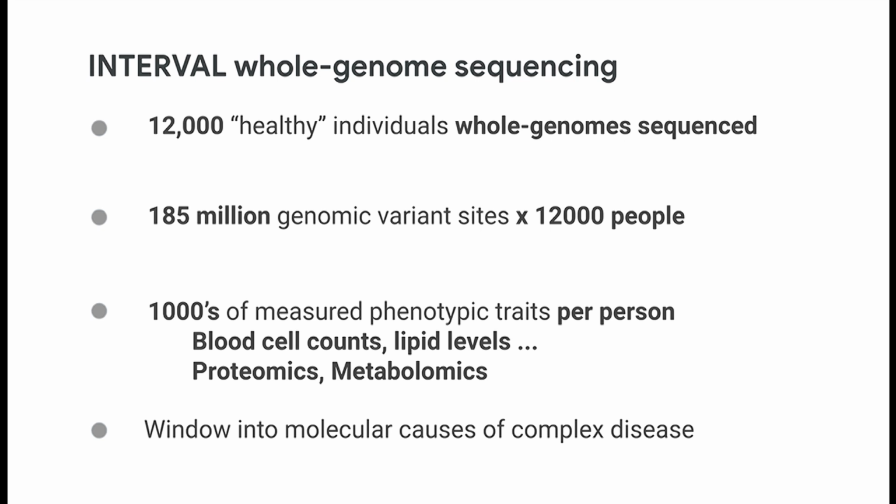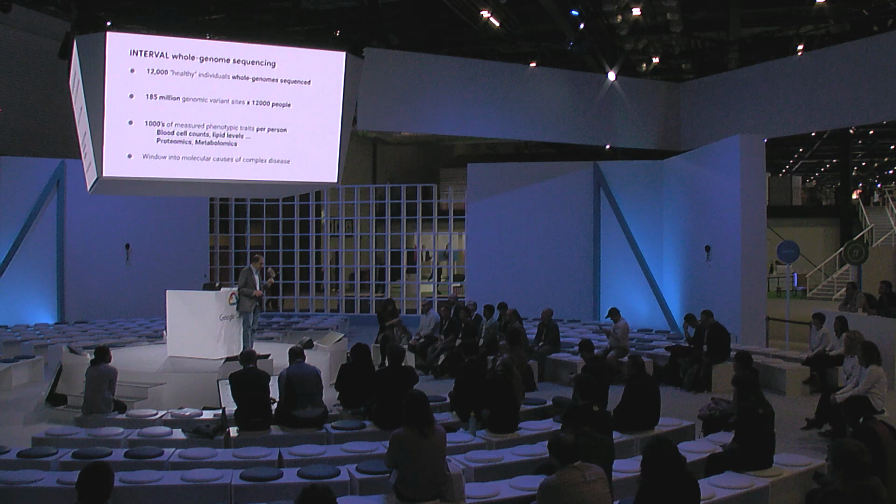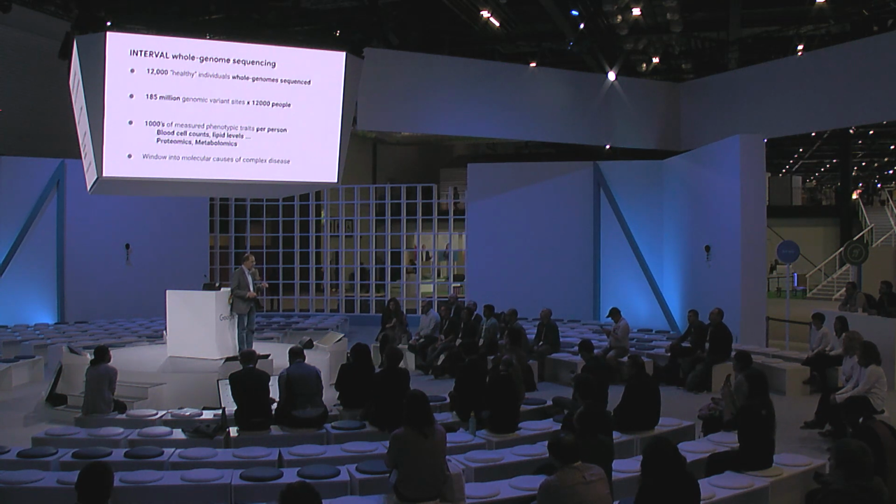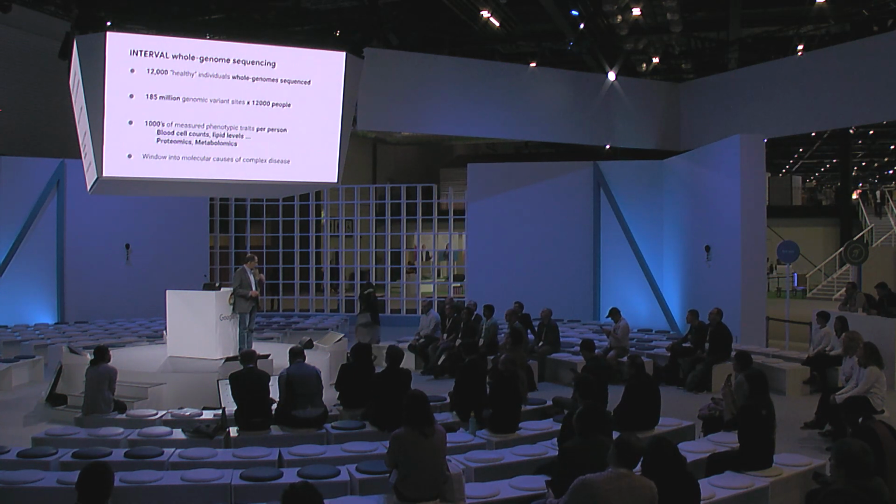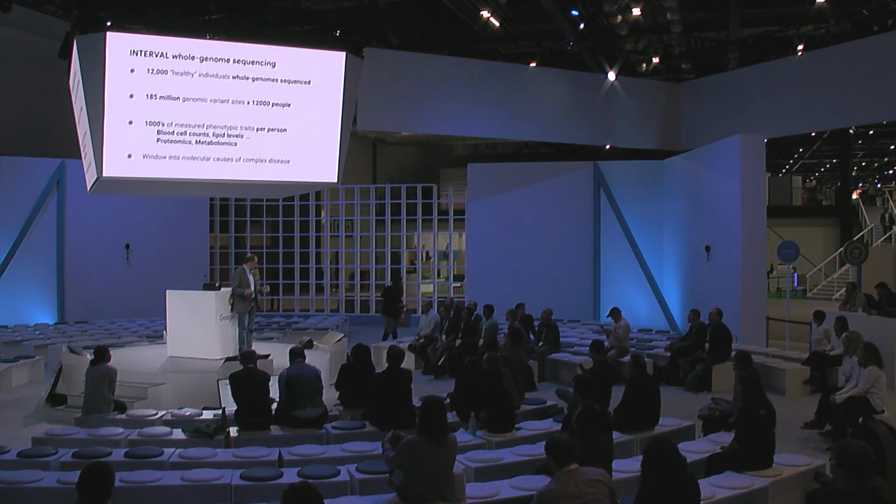Critically to this cohort, though, not just the variants, but also that there are really thousands of measured phenotypic traits per person. So there are hundreds of blood cell counts, lipid levels, and whatnot. But also there's a full proteomic panel and metabolomics panel run on each person. Together they'll add up to a couple of thousand phenotypes. So those phenotypes give this study a quite unique window into the molecular causes of complex disease, and it's a leg up on the average huge GWAS.